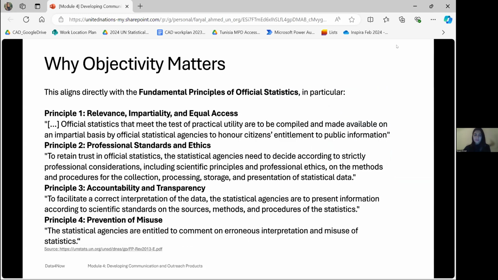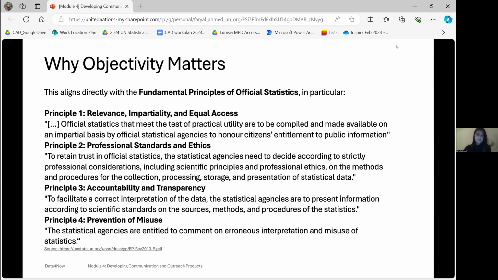Next slide, please. And as you're familiar with the fundamental principles of official statistics, this is what we have to adhere to. Here on the screen, you see the four principles that directly link with the idea of objectivity. That's something we have to be very careful with, without jumping to conclusions. We have to keep the data in mind and present it in a way that keeps the true sanctity of data as is. For example, principle 1 is about relevance, impartiality, and equal access.